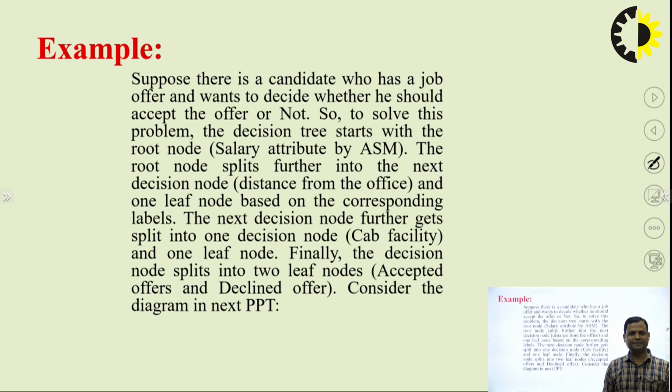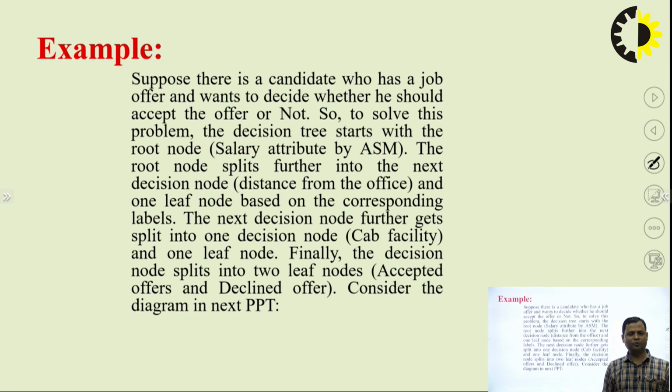To solve this problem, the decision tree starts with the root node. So starting with the root node, there should be a salary attribute, selected by ASM, attribute selection measure. ASM stands for attribute selection measure. On the basis of some attributes, we will measure and decide which company I have to join. So the root node splits further into the next decision node.